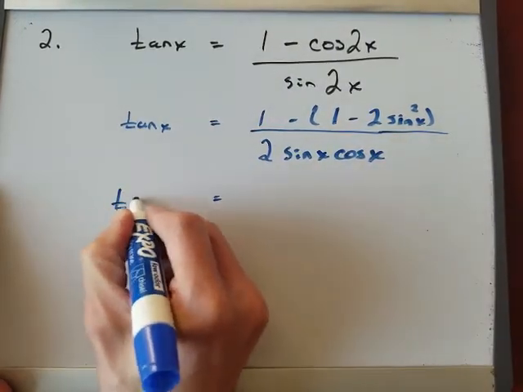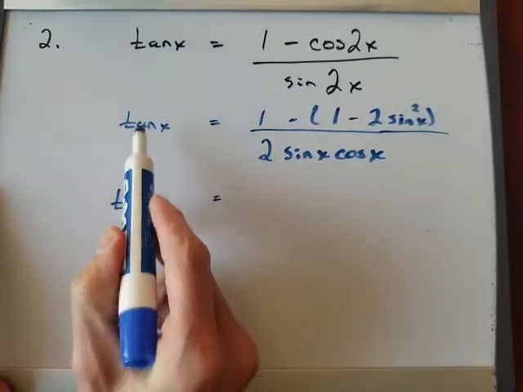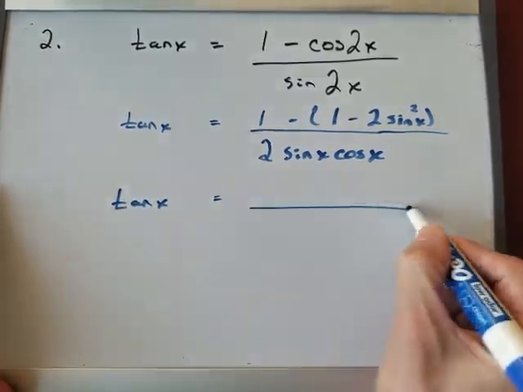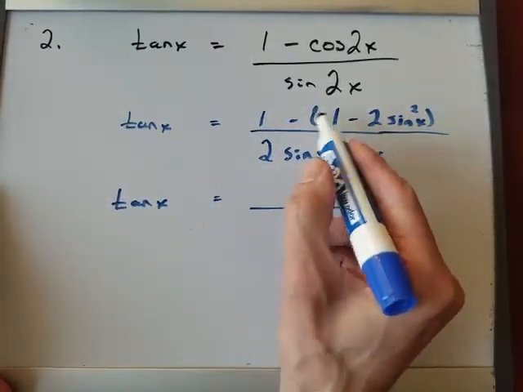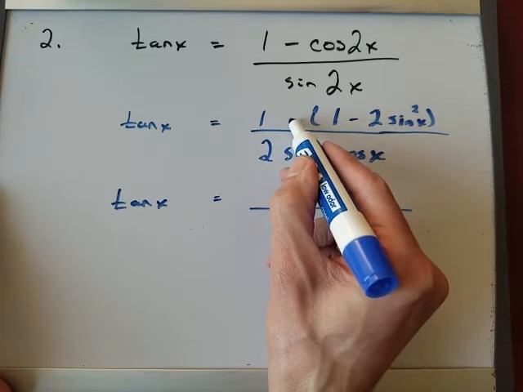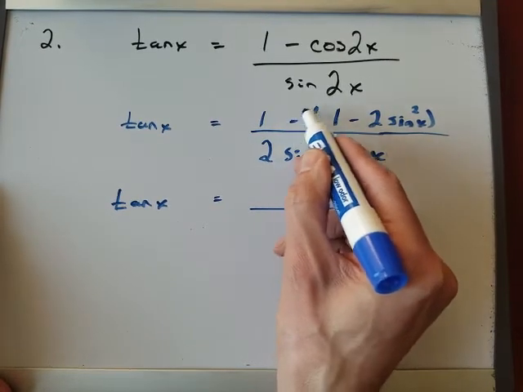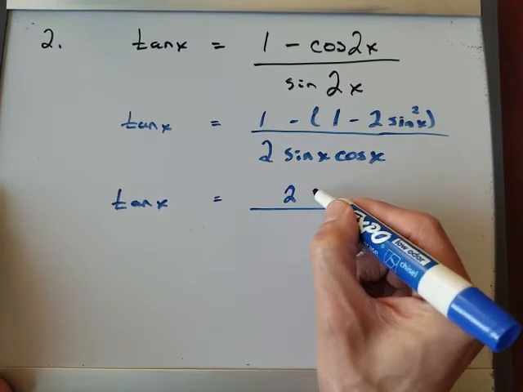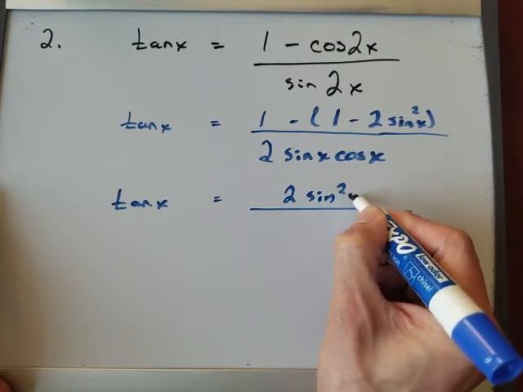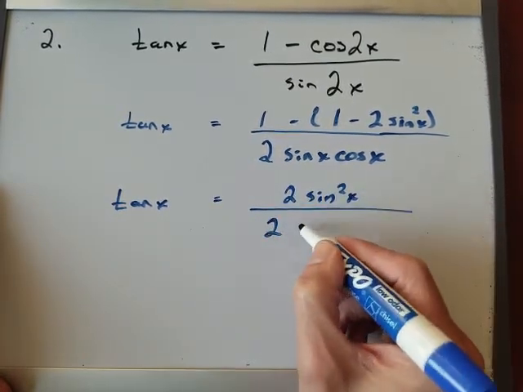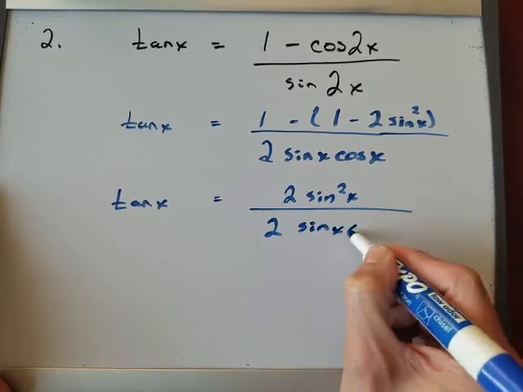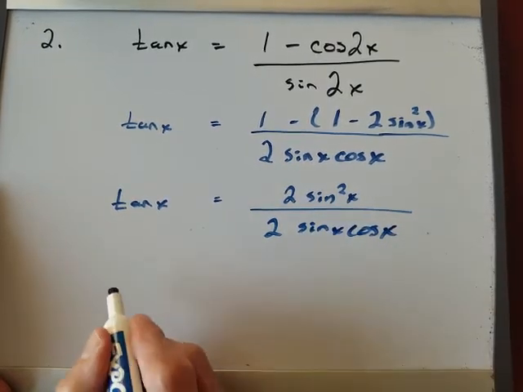So again, technique, you always write down every step. So I have a tangent x, and then on this side, the 1's cancel out. The subtract goes not only to the 1, but it also goes to this one, so it changes it to a positive 2, and then a sine squared, and then the denominator was a 2, and then a sine x, and then a cosine x, and we're almost there.